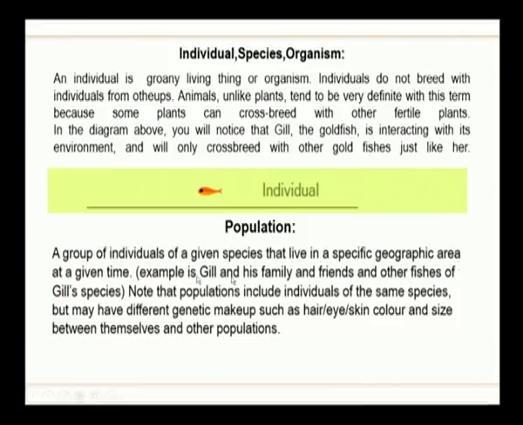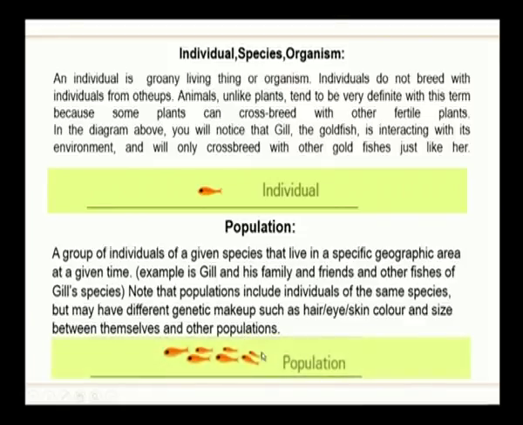When we move on to population, it is a group of individuals of a given species that live in a specific geographical area at a given time. An example is this fish and his family and friends and other fishes of the same species. Note that the population includes individuals of the same species, but they may have different genetic makeup, as we see in hair, eyes, skin color and size between themselves and other populations.